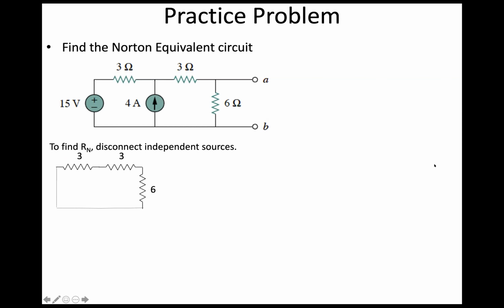3 is correct, Christian. It's 6 in parallel with 6, right? Because the 2 3s are in series, so they combine to a 6. And then the 6 in parallel with a 6 is 3. Okay. And so to find IN, we're going to short circuit A and B.